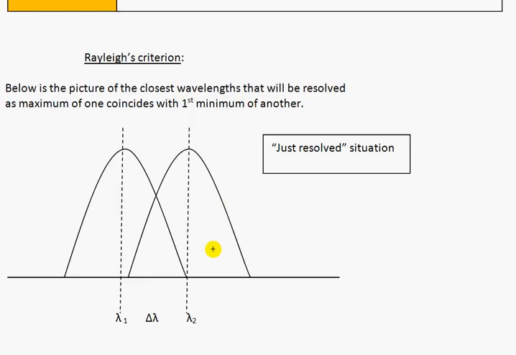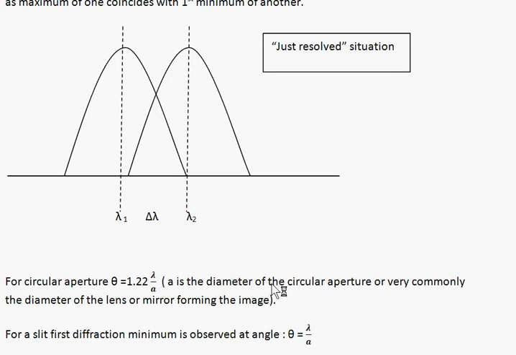Here they use the Rayleigh criterion for resolution. If you have two wavelengths, they are resolved if the maximum of one is on the first minimum of another. So this is the difference in wavelengths that is just resolved.